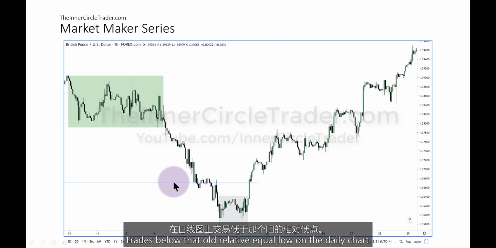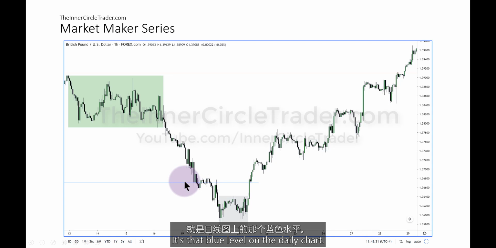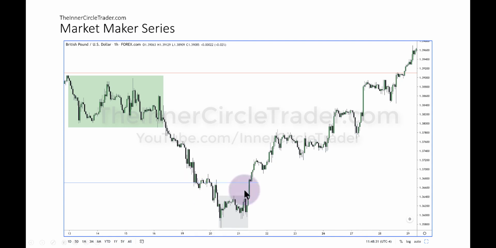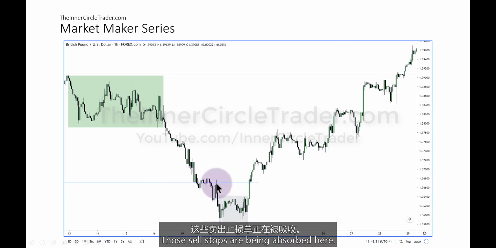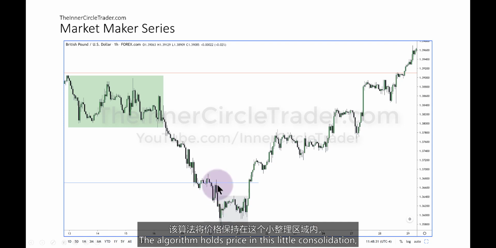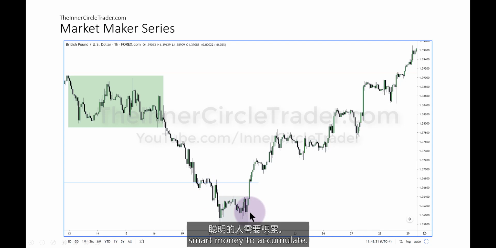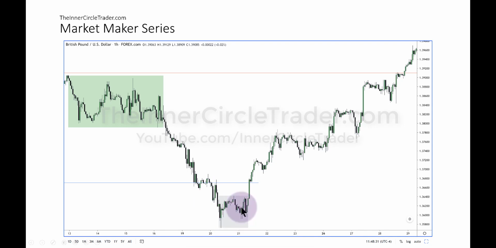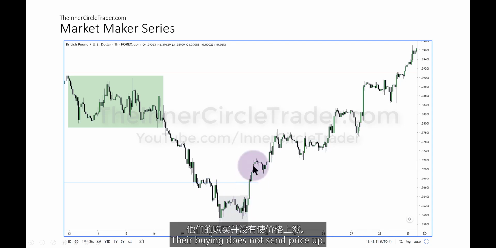Trades below that old relative equal low on the daily chart. That's that blue level on the daily chart. There's equal lows. Those sell stops are being absorbed here. The algorithm holds price in this little consolidation, allowing smart money to accumulate. Their buying does not send price up. That's not how this works, folks.